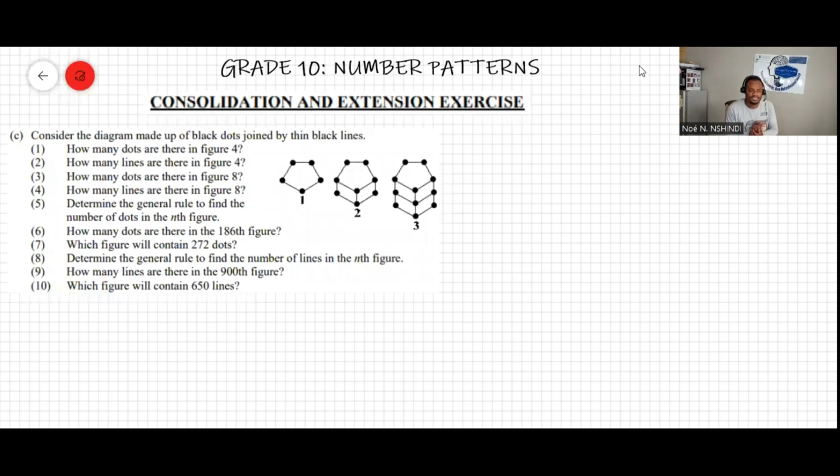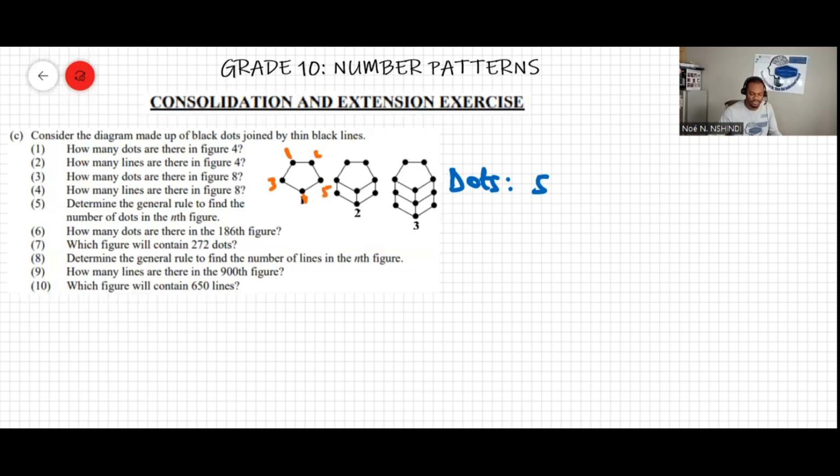Well, we have question C. Consider the diagram made up of black dots joined by thin black lines. C1 says how many dots are there in figure 4. Let's first try to list the pattern formed by the dots. If I look at the figures, there are 5 dots on the first one. If I count them, 1, 2, 3, 4, 5.